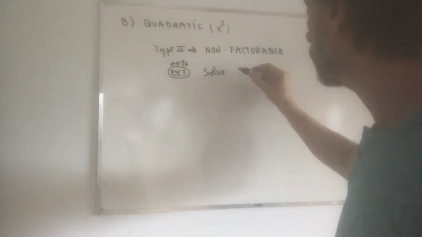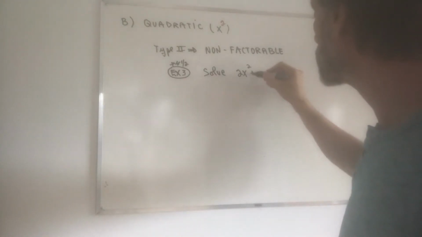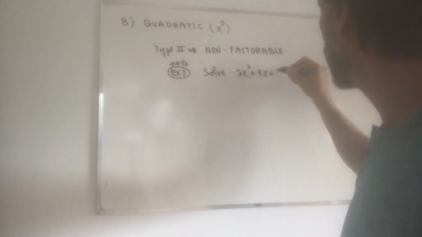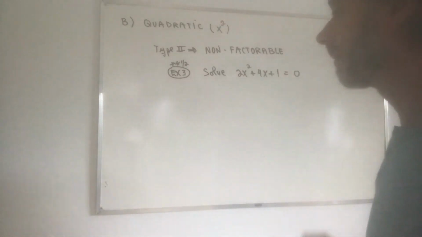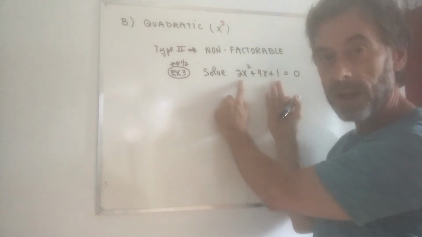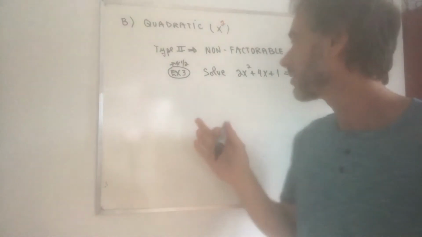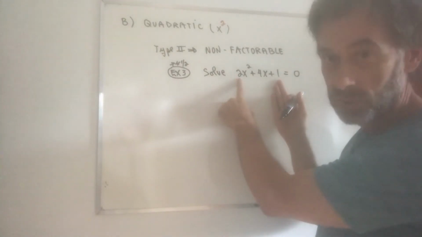What do I have here? 2x squared plus 4x plus 1 equal to 0. All right, if you try to factor this, you're going to be looking for two numbers whose product is 1 and whose sum is 4. Yeesh. Product, sorry, did I say product is 1? I meant product is 2, sorry.